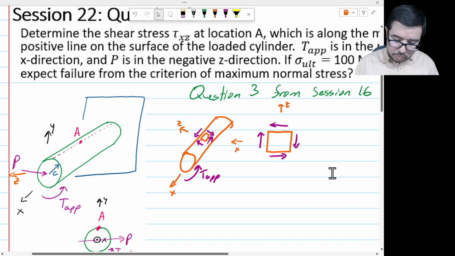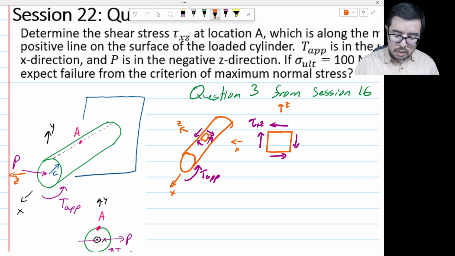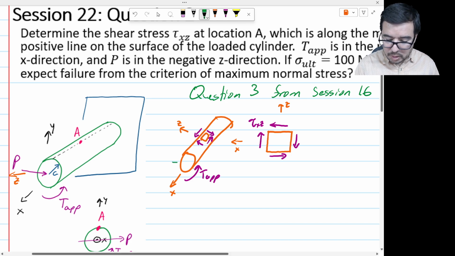So I can say that this is describing a tau xz, positive x face, positive z direction. Okay, and that's what T_app is doing. Now, let's use a different color. We can use green here, so that we have this P that's going across at the outer face. It's pointed here, but we can say it's really there.